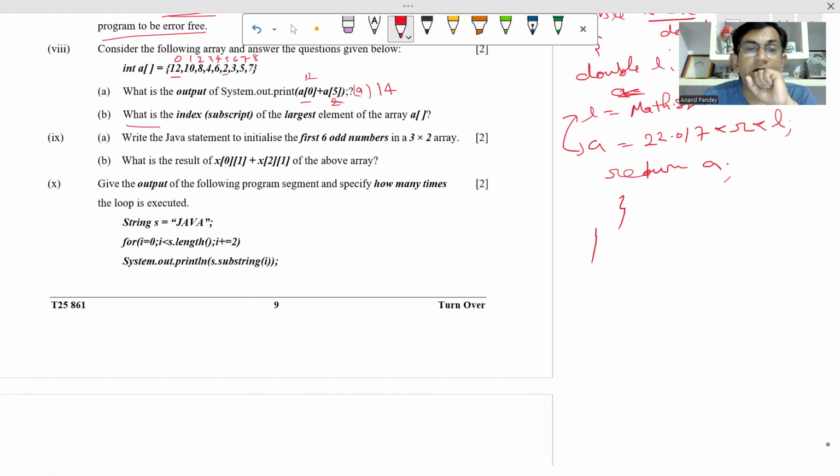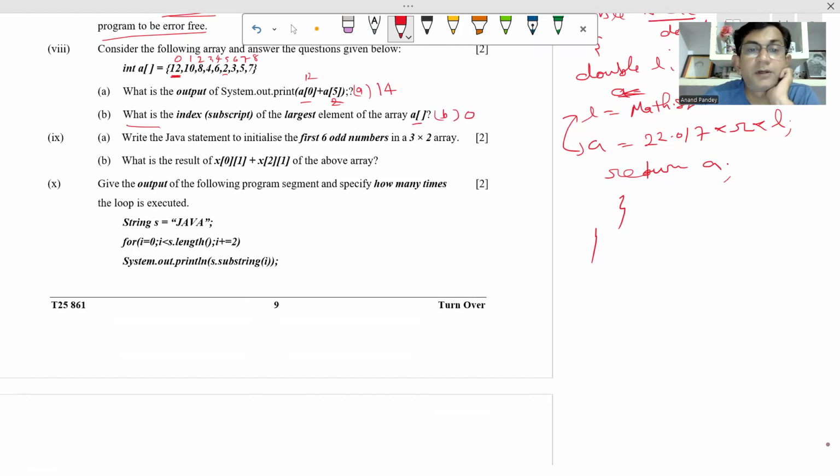What is the index subscript of the largest element of the array A? So what is the largest element here? 12. What is its index? 0. The index of the largest element is 0. So answer B will be what? 0.